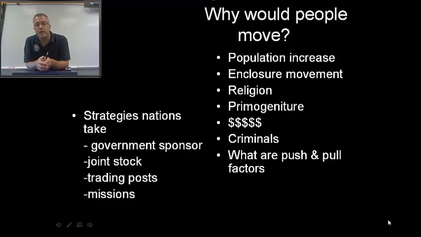The French are going to establish trading posts. They come over in much fewer numbers.